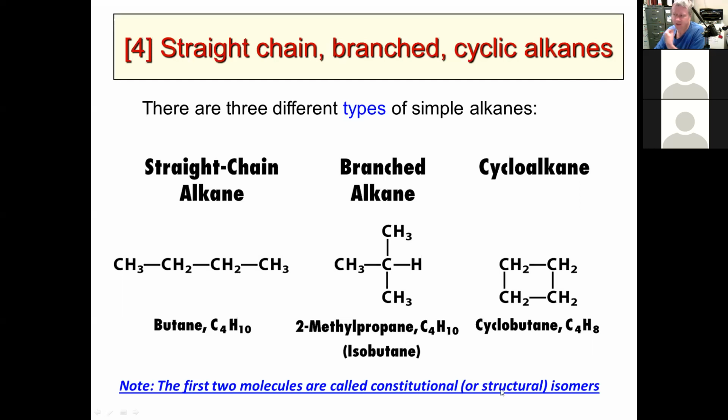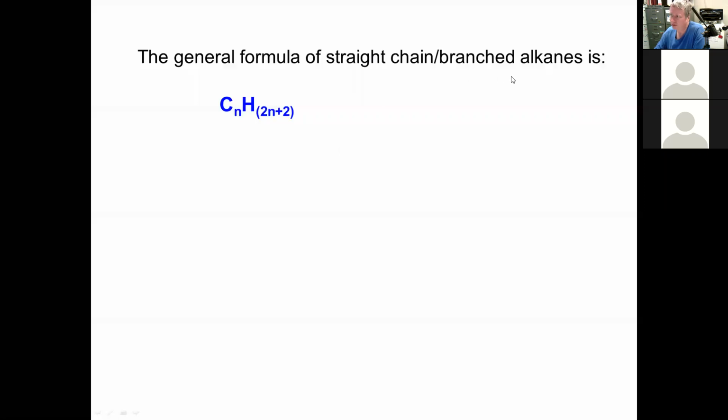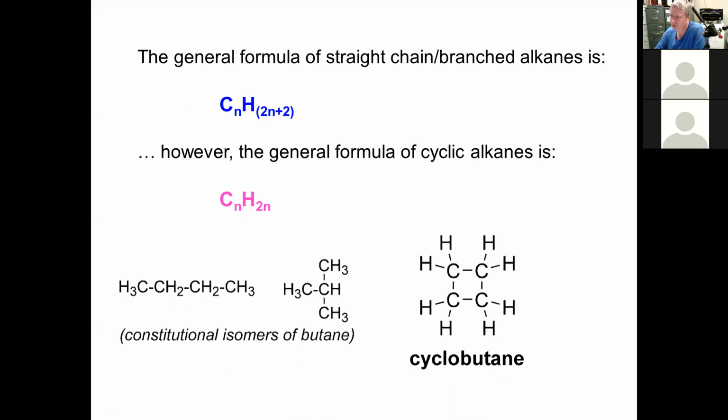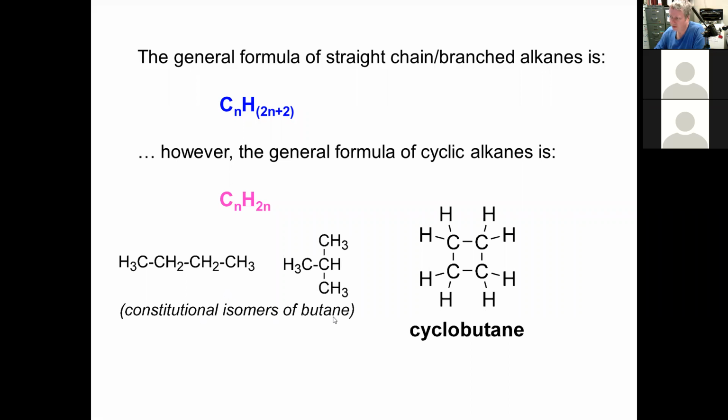First 2 are called constitutional or structural isomers. We already talked about that term. You'll see it a bunch more. General formula, straight chain, we already said, is CnH2n+2. Cyclic are CnH2n, okay? So it's going to be an interesting slight difference in the molecular formulas. Okay, so these are constitutional isomers. Butane, that's cyclobutane.